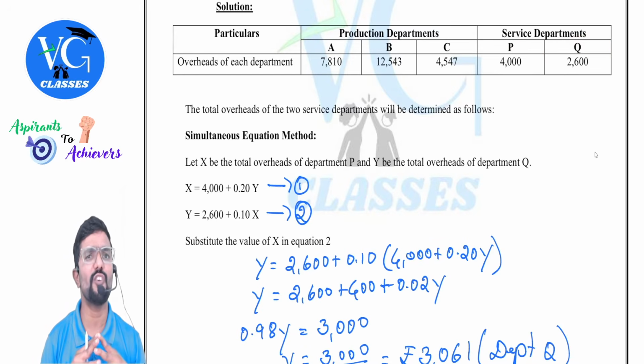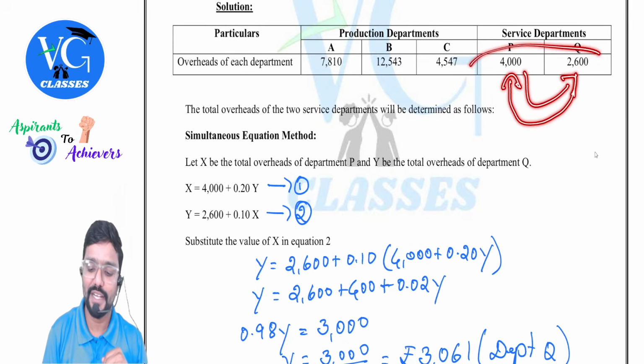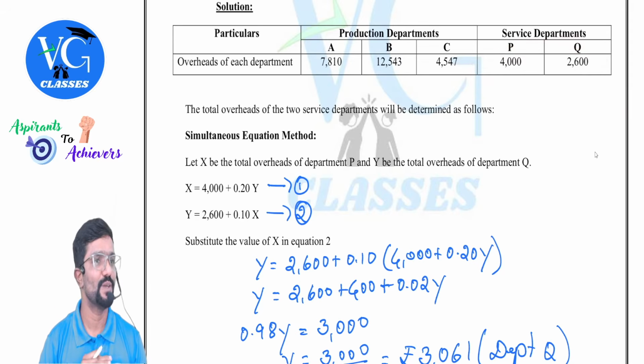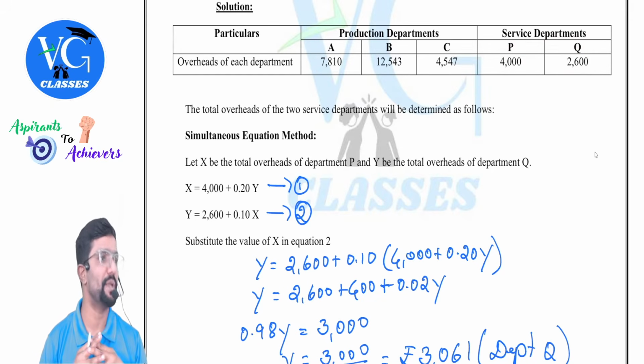Is it the total cost of P and Q departments? No. Why, sir? Because a part of Q's cost has to go to P. Same way, a part of P's cost has to go to Q. So I cannot tell this is my final cost. So now we need to find out what is the final cost of P department and Q department.